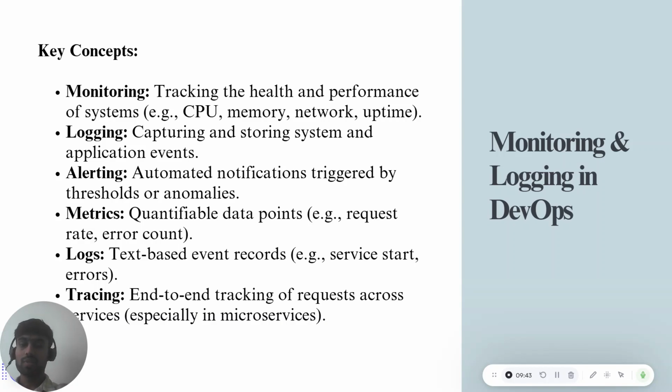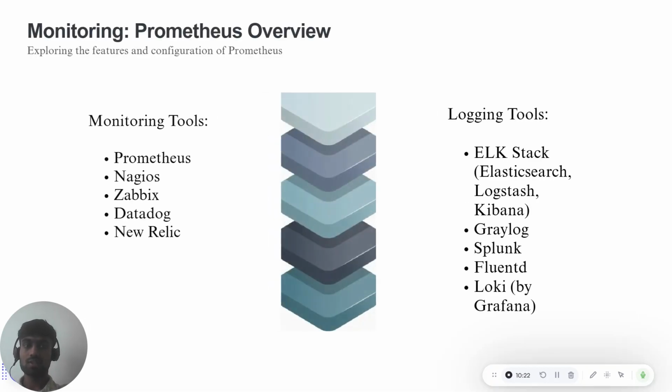Then there is metrics. Metrics are basically quantifiable data points. For example, request rate or error count. Then there are logs. Logs are basically text-based event records. After logging, we get a certain set of logs that we can use in troubleshooting. For example, service start errors. These all are logs. Then there is a concept called tracing. Tracing is basically end-to-end tracking of requests across services. It is basically used in microservices. So these all are key concepts in monitoring and logging.